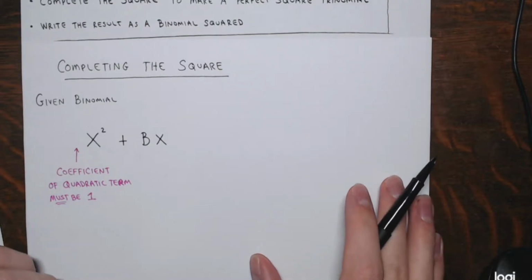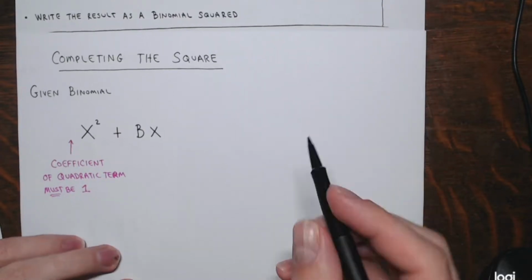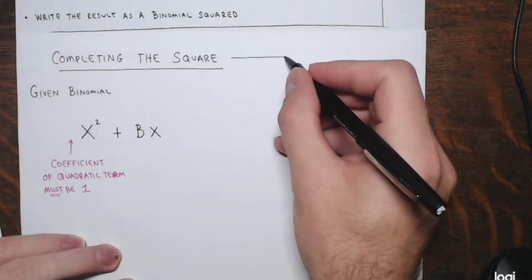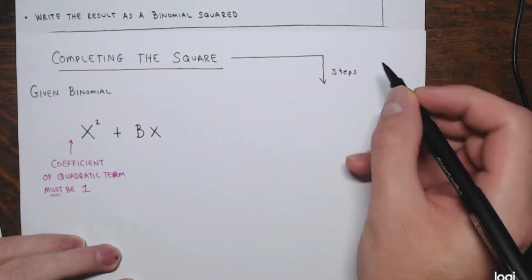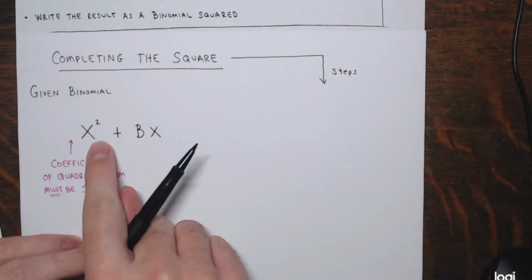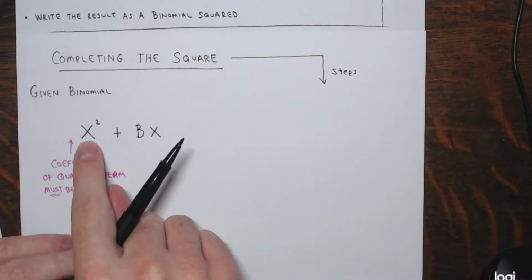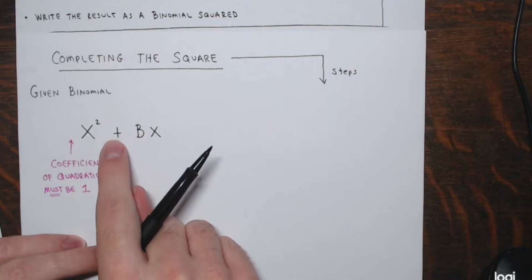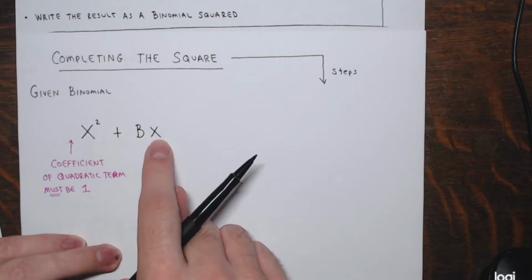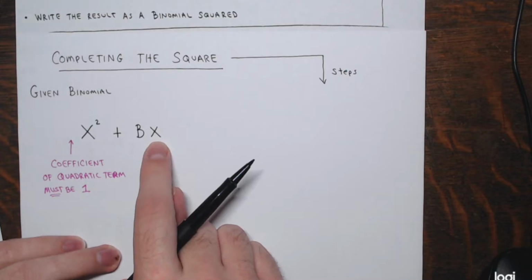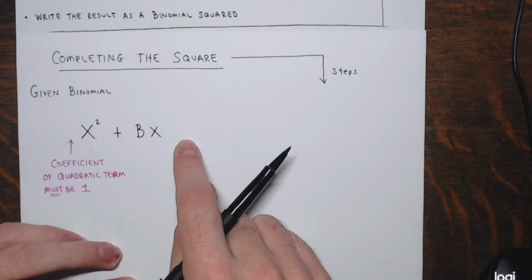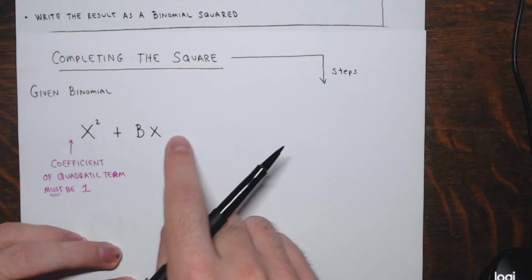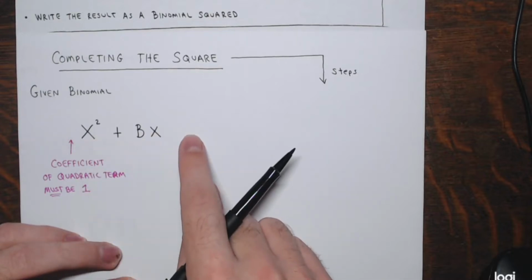Alright, so here's what we're going to do. Completing the square, let's put the steps over here. First off, the expression you're looking at has to be in this form: 1 times a variable squared plus some number times that variable to the first power. And what we're going to do is add a constant onto this to make it a trinomial, 3 terms, that is a perfect square.